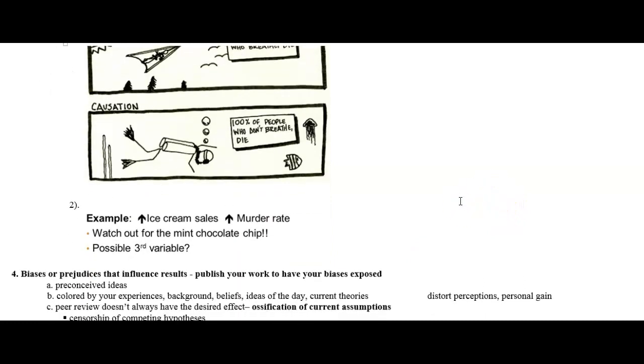Another example. Increase ice cream sales. Correlation is there's an increased murder rate. Are they related? If so, watch out for the mint chocolate chip. Perhaps there's something else that's involved here.